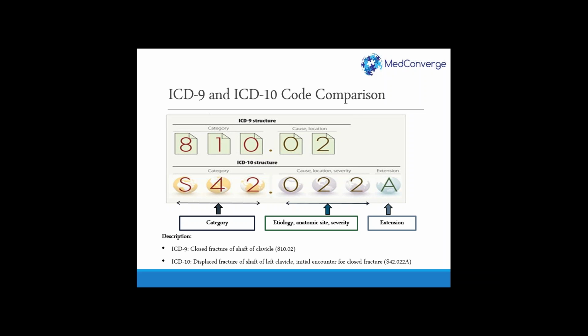Now when I say extension, this needs more explanation because even experienced coders are getting confused with this. So we'll discuss that in a little bit more detail. So we have category, cause, location, severity, or etiology, anatomic site, and severity, and then the extension. So now before, if a patient walked in with a fracture of shaft of clavicle, you could just put in your documentation, yeah, patient has a closed fracture of shaft of clavicle. And then the person who's responsible for coding, they would just, okay, 810.02, that's closed fracture of shaft of clavicle. But now you can't do that because there is no code that just says closed fracture of shaft of clavicle.